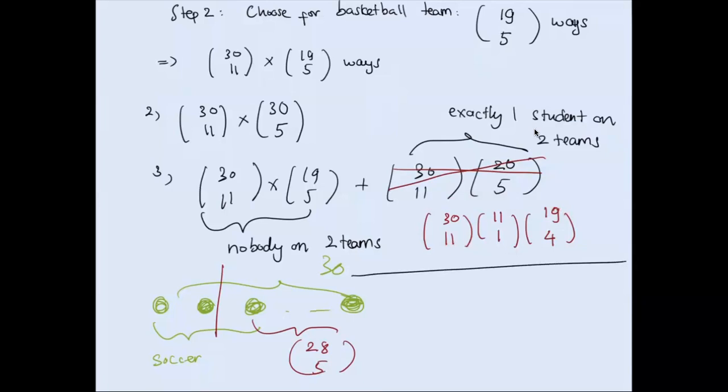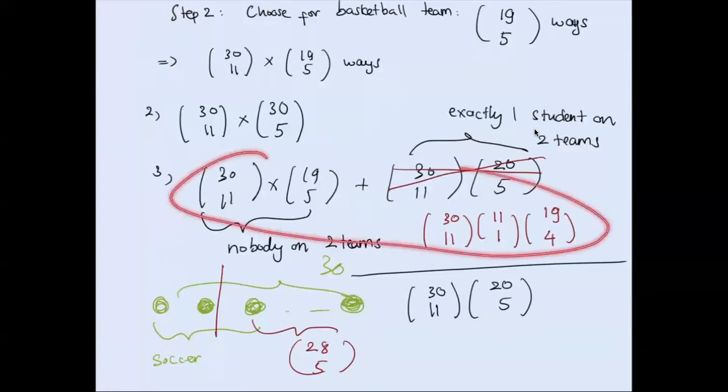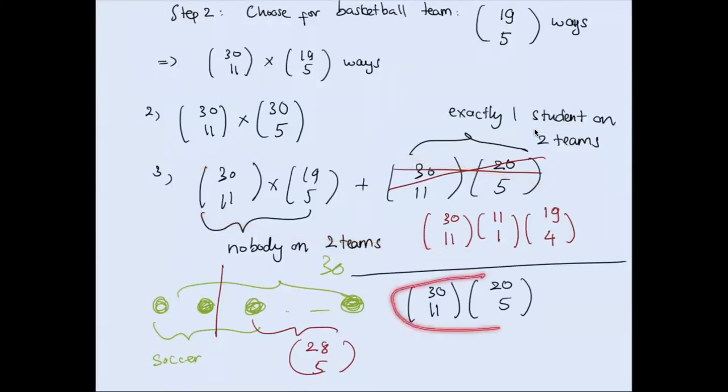The second way is, you just let 30 choose 11, multiply with 20 choose 5. This itself would be sufficient to stand for both the case nobody on 2 teams and exactly 1 student on 2 teams. So you can do the addition like this or just a single expression like this.